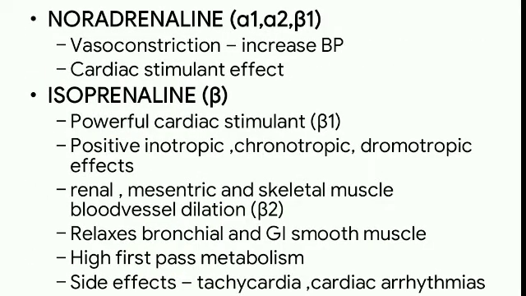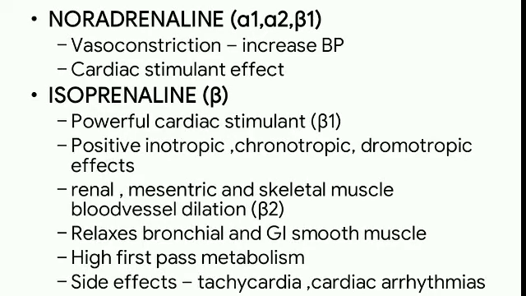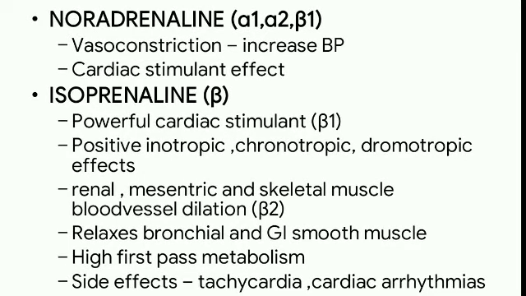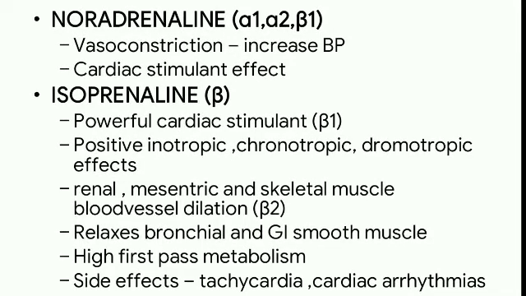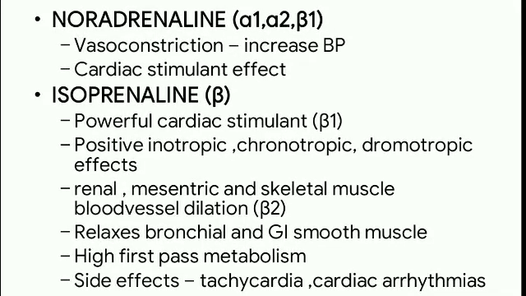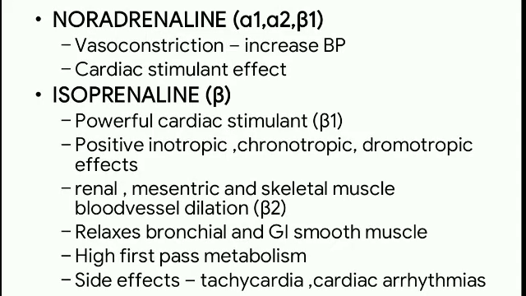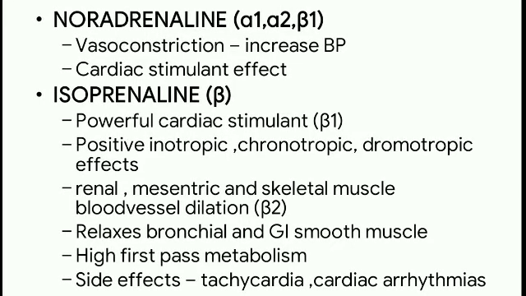Next drug is noradrenaline. It is an alpha and beta agonist. It acts on alpha 1, alpha 2 and beta 1 but not beta 2. It causes vasoconstriction and so causes an increase in the BP. It is a potent cardiac stimulant.